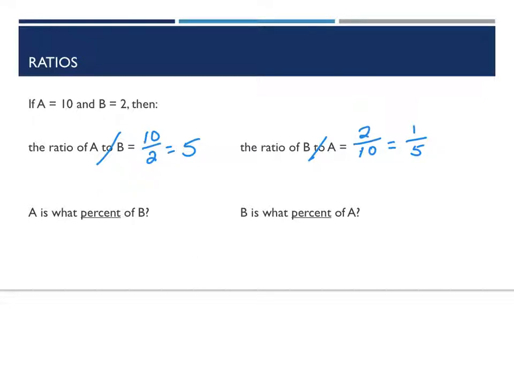Now, if I want to convert the ratio to a percent, I have to follow whichever of the rules I had before that apply. 5 isn't a fraction. 5 is just a decimal. So if I have 5 as a decimal and I want to change it to percent, I have to move the decimal point over 2 places. I have to fill those places in with zeros. So A is 500% of B.